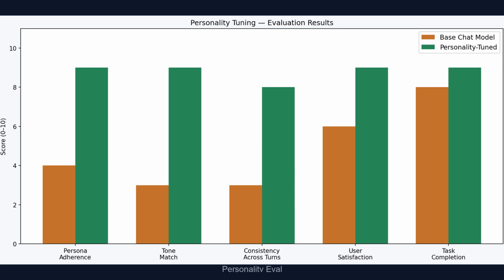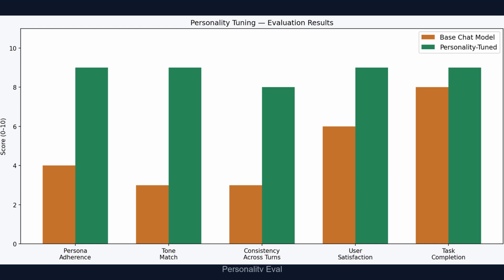This bar chart compares a base chat model against a personality-tuned model across 5 evaluation metrics: persona adherence, tone match, consistency across turns, user satisfaction, and task completion. The personality-tuned model leads on every single one. The largest gaps are in persona adherence and tone match, which makes sense since those are exactly what personality fine-tuning targets. But notice that task completion also improves.